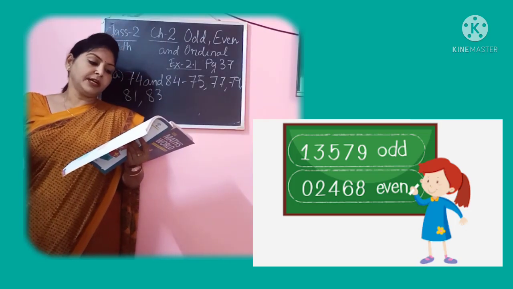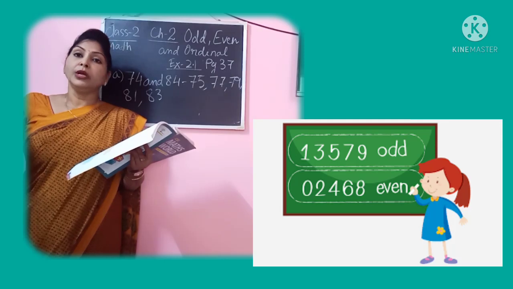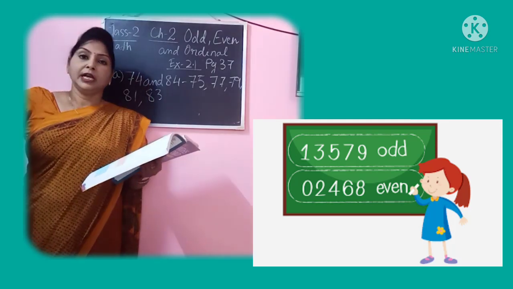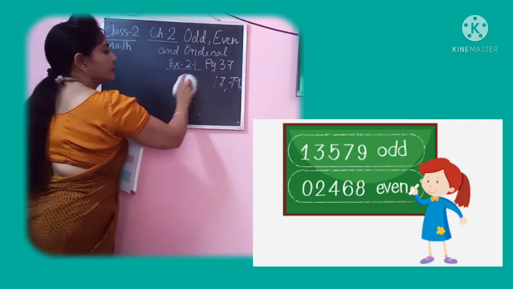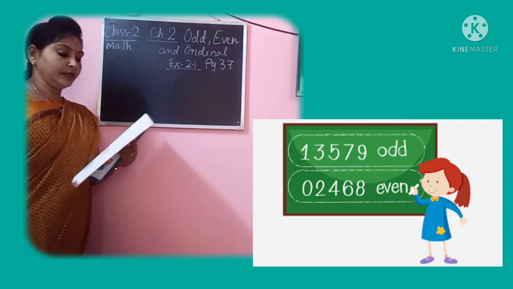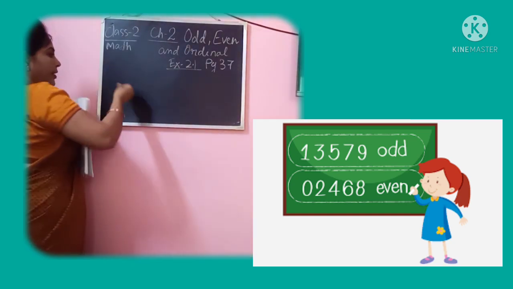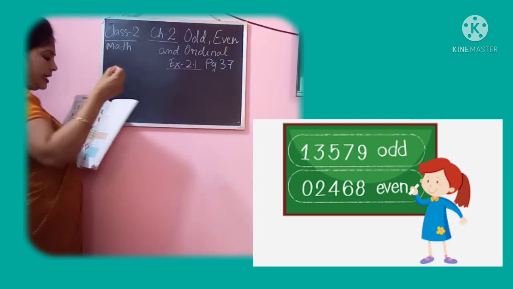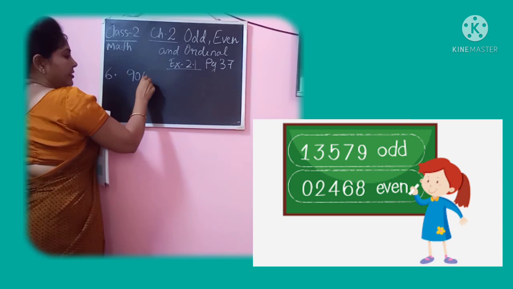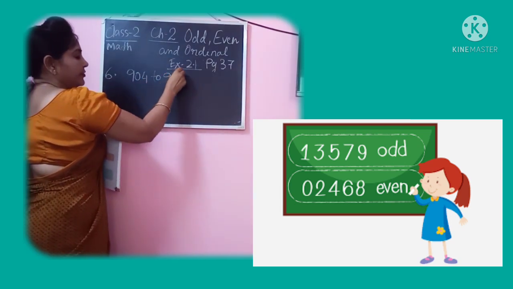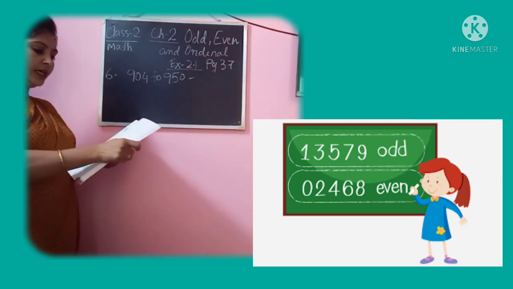Now you see question number 6. Write even numbers from 904 to 950. I'll show you this one also, how to do. And you will do all this work. You will complete this in the book only. Look here, number 6, from 904 to 950. So what you have to do? You have to write all the even numbers.